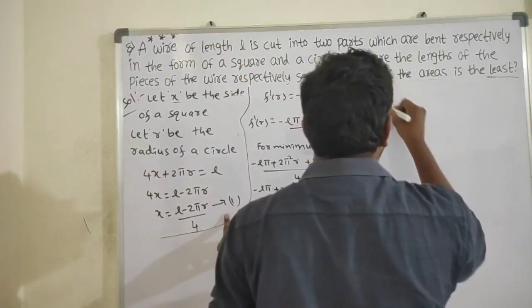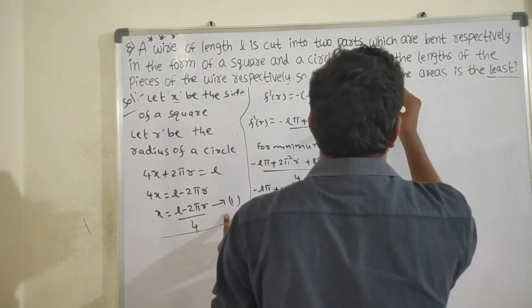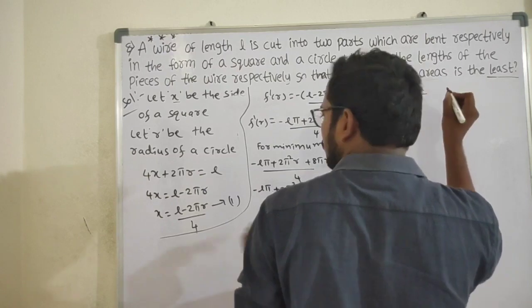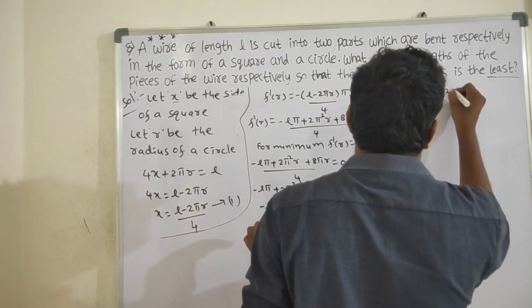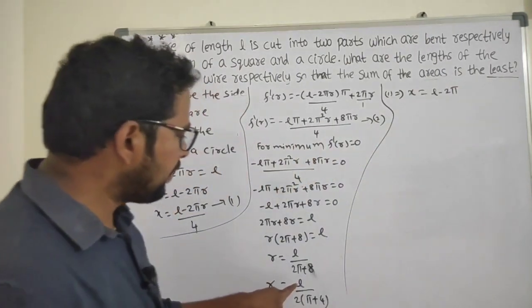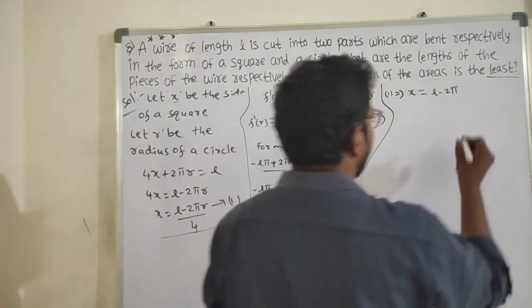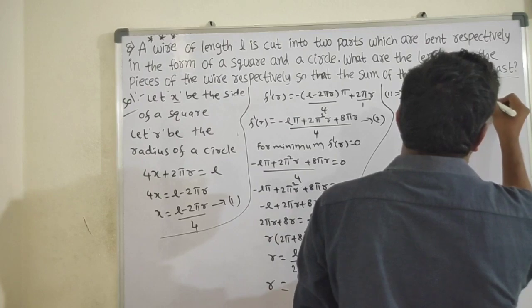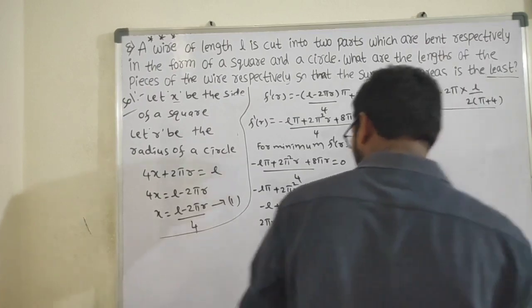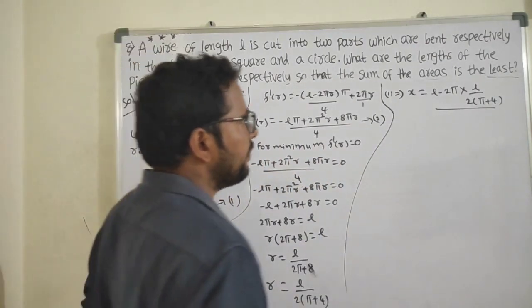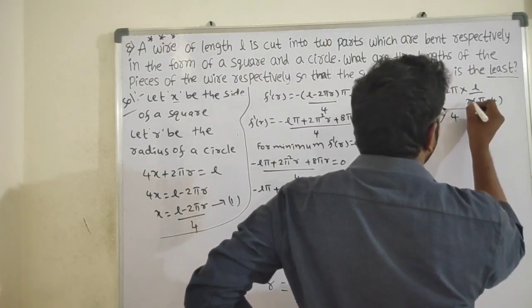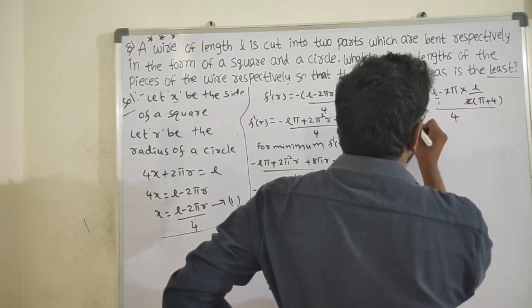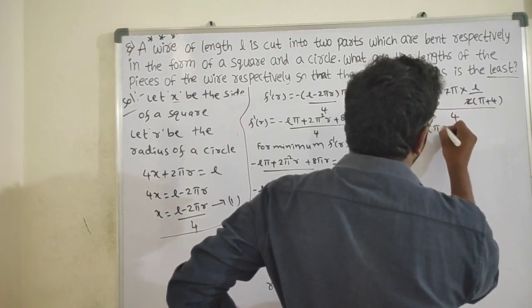So equation 1 implies x is equal to L minus 2 pi r. What is the r value? L by 2 into pi plus 4. So x is L minus 2 pi into L by 2 into pi plus 4, divided by 4. Here 2 gets cancelled. Take the LCM. Pi plus 4 is the LCM. So it becomes L into pi plus 4.